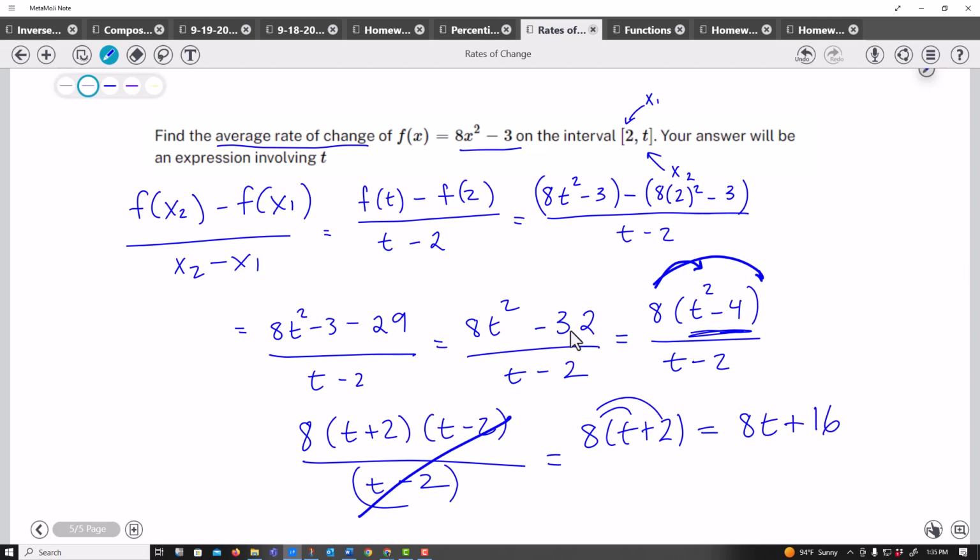And it was just recognizing, I mean, I may not have recognized this piece right here, that this was the difference of squares, but I did recognize that 8 and 32 have a common factor of 8. So that's the only reason why I even thought of bringing an 8 out and then factoring what I had left over.